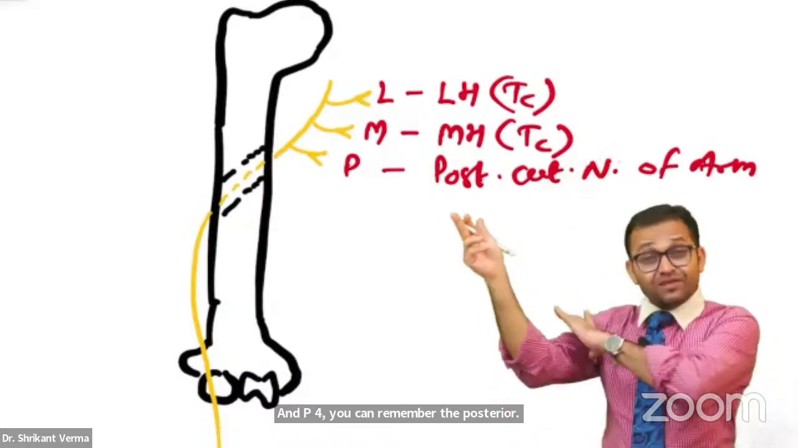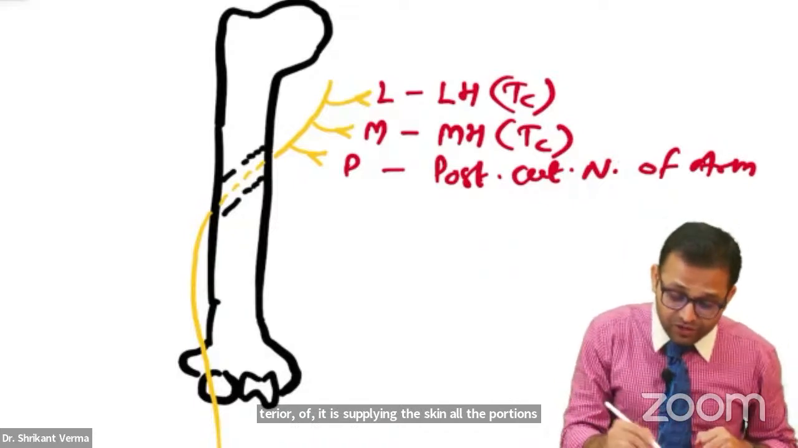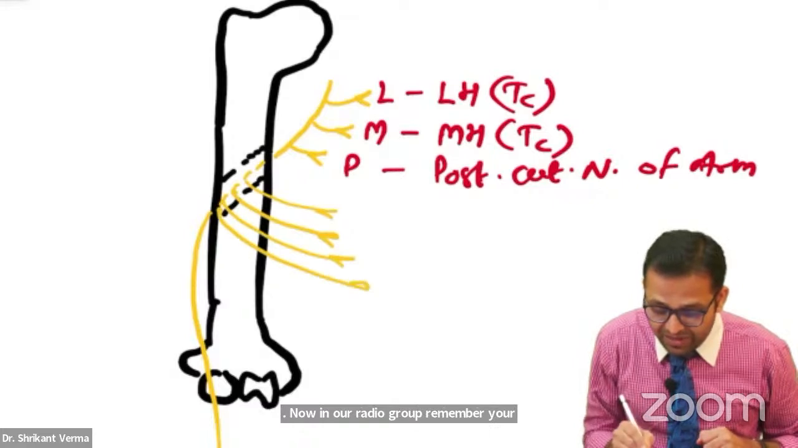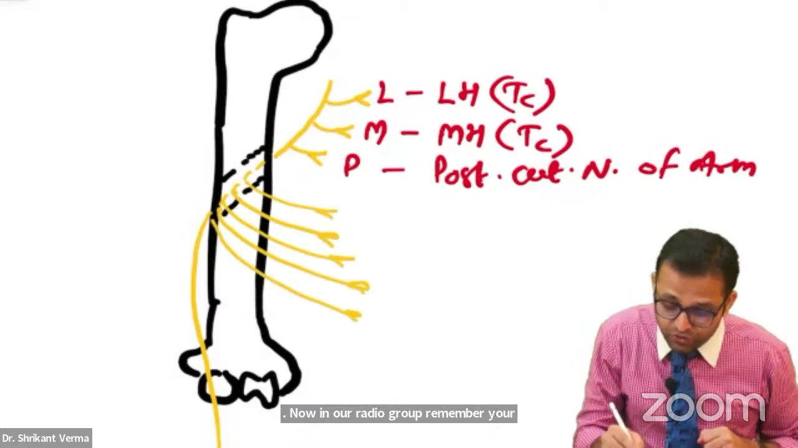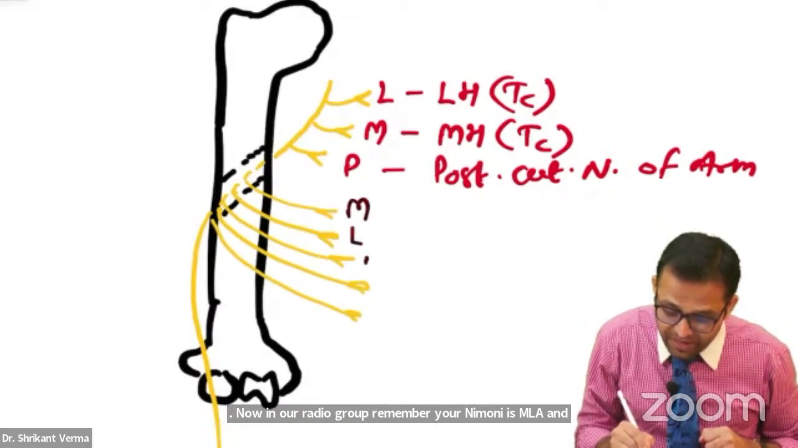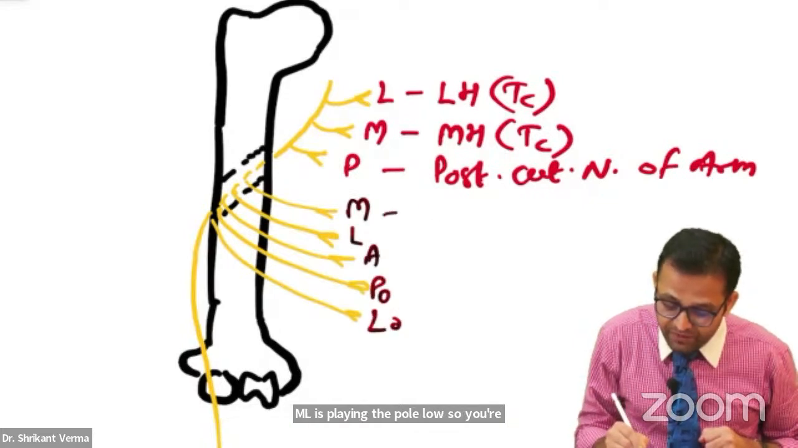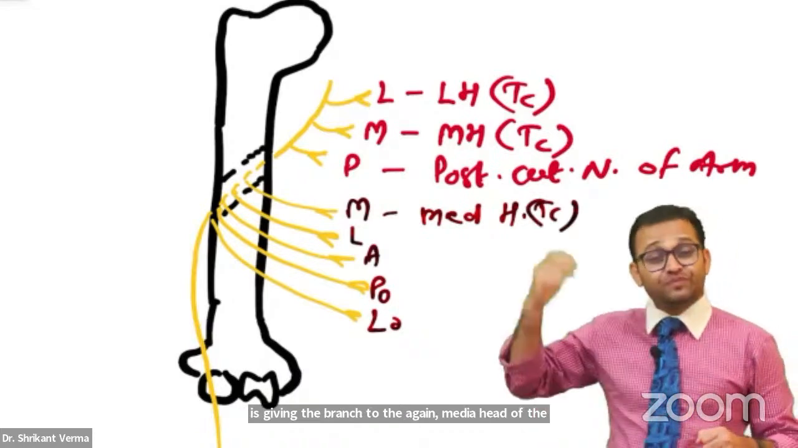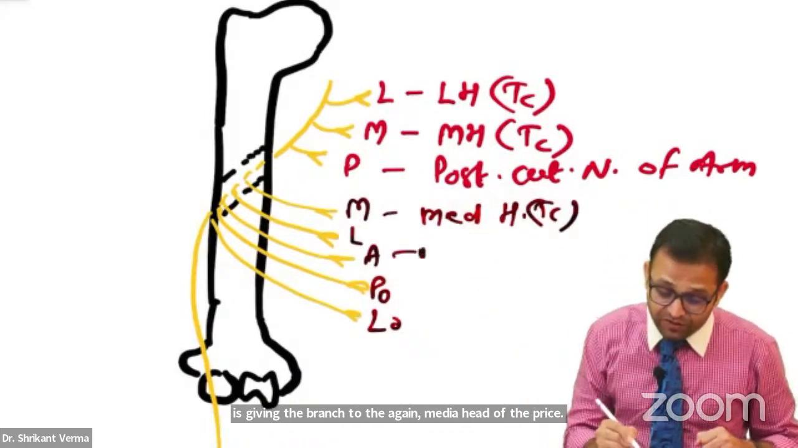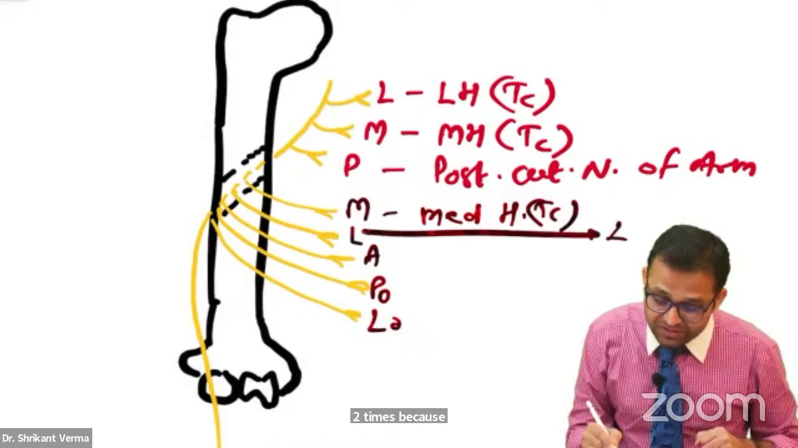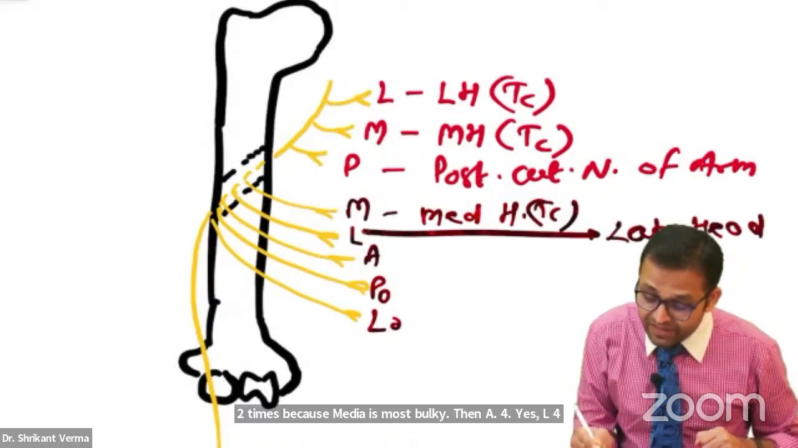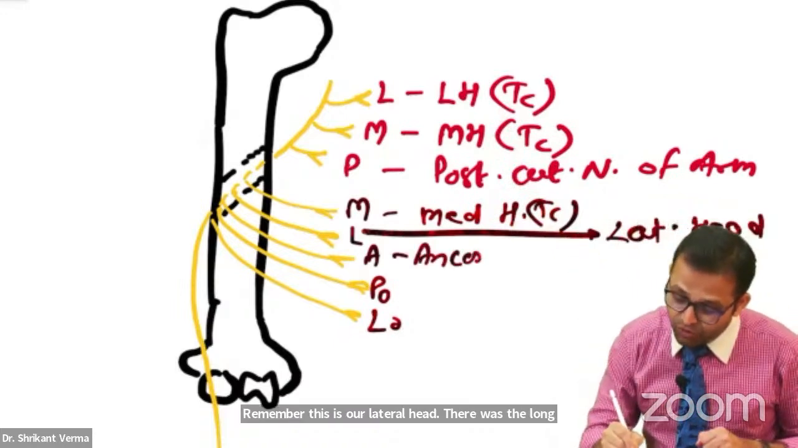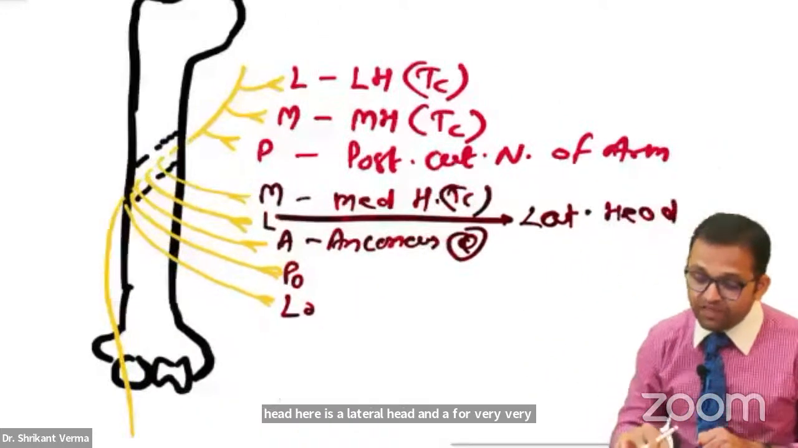The course of the radial nerve in the arm. Now, in the radial groove, remember your mnemonic is MLA, and MLA is playing the polo. So your mnemonic is MLA polo. M for yes, it is giving the branch to the medial head of the triceps 2 times because medial head is most bulky. Then L for lateral head. There was the long head, here is the lateral head. And A for very, very important, anconeus is given the branch in the radial groove.